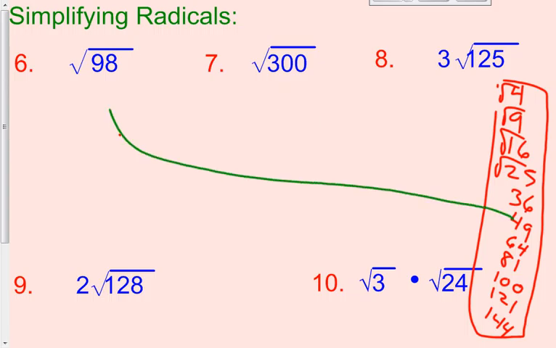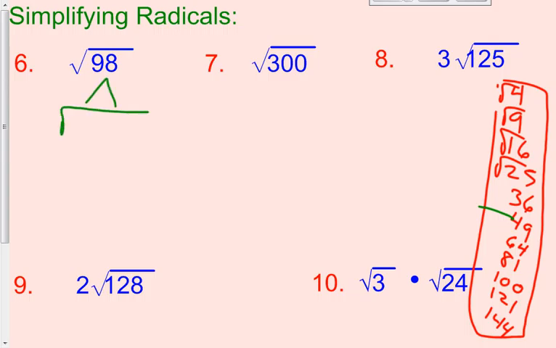Hopefully you see that 49 can go into 98. 49 times 2 is 98. So I'm going to say that the square root of 98 is the same thing as taking the square root of 2 multiplied by 49. Isn't 2 times 49 still 98? So I haven't changed anything. All I've done is change it up into its factors.